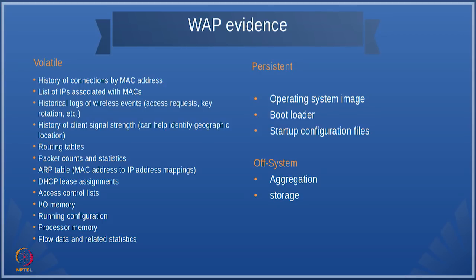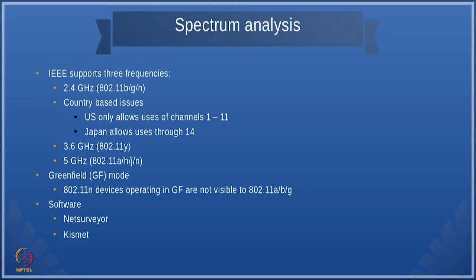The most important forensic activity that a network forensic expert might do is spectrum analysis. Now, there are some issues in spectrum analysis. There are country-based issues. The US only allows channels 1 to 11 in its routers, whereas Japan uses 14 channels. So, I can have a device which works on all 14 channels, take data from channels 1 to 11, and then send it via 12, 13 and 14. And it is very difficult to discover that there are data leaks happening.